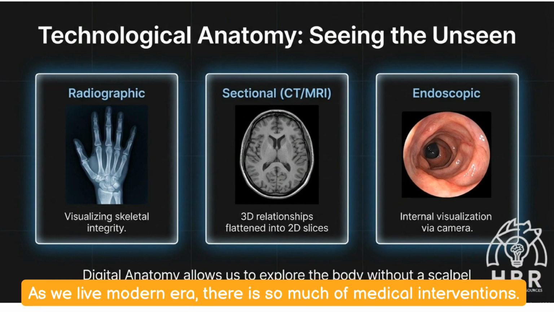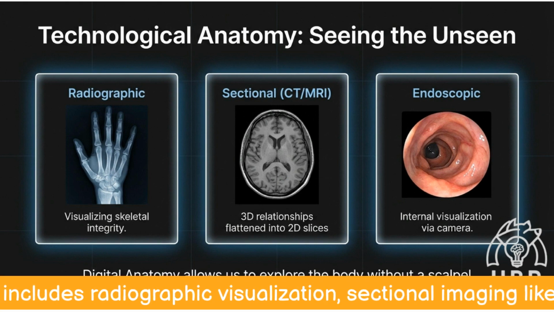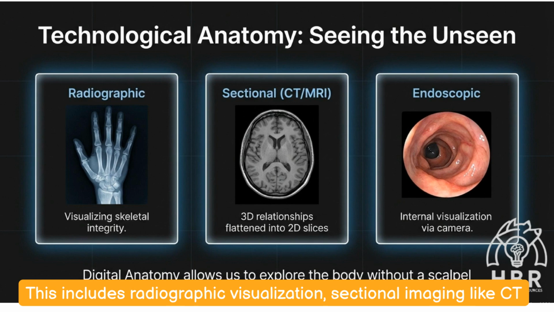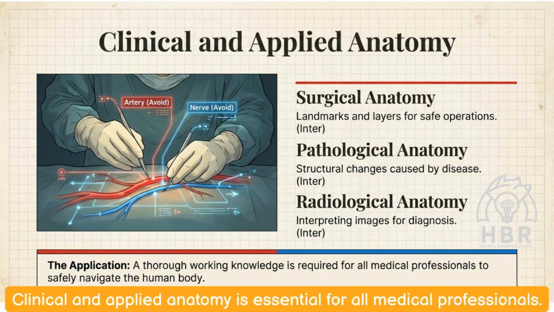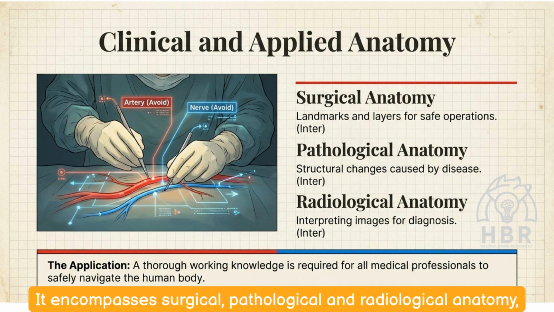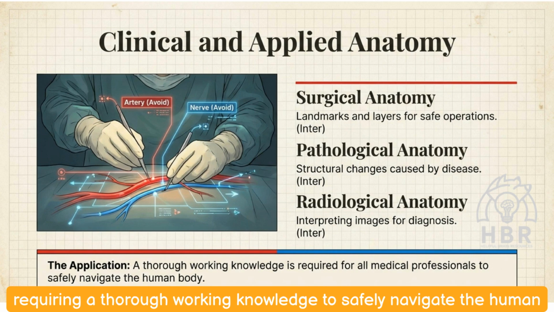As we live in the modern era, there are so many medical interventions. Technological anatomy allows us to see the unseen without a scalpel. This includes radiographic visualization, sectional imaging like CT and MRI, and internal visualization through endoscopy. Clinical and applied anatomy is essential for all medical professionals. It encompasses surgical, pathological, and radiological anatomy, requiring a thorough working knowledge to safely navigate the human body.